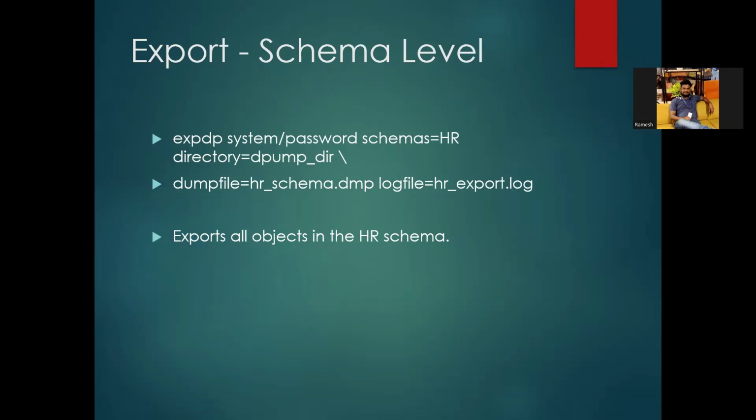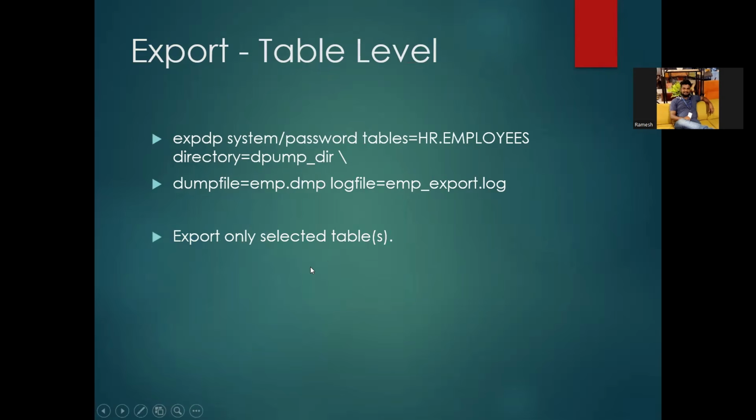Below you can see dump file equals hr_schema.dmp. Here we can mention whatever name we like. And log file equals log file name, for our reference. So this will export all the objects in the hr schema. Objects means tables, packages, procedures, functions, triggers. That is all I'm saying.